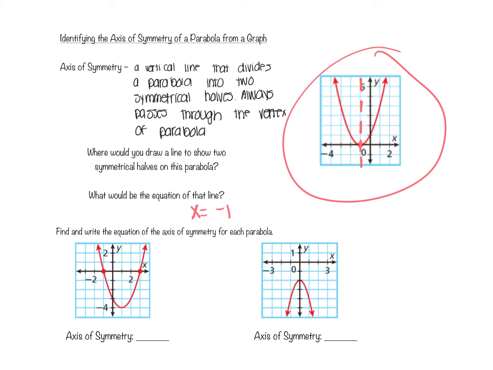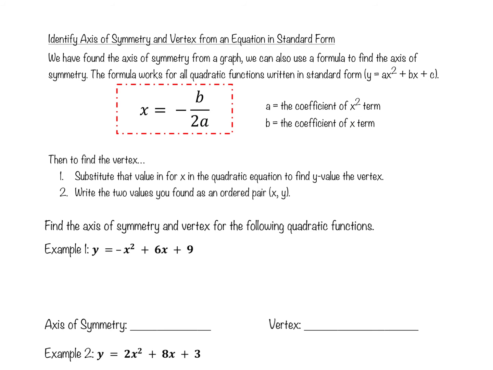So looking at the two examples on the bottom, first the one on the left, I could draw a line through here, and I can see that is through x equals 1, so my axis of symmetry is x equals 1. Then on the right, I can draw a line straight through there that is on the y-axis, so that goes through x equals 0, so my axis of symmetry is x equals 0. Okay, so that was from a graph.